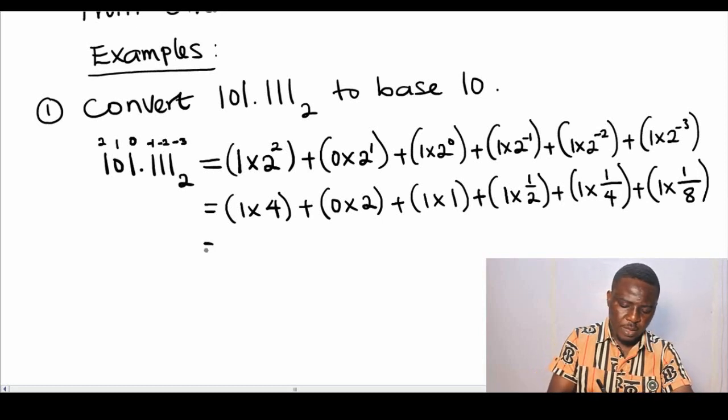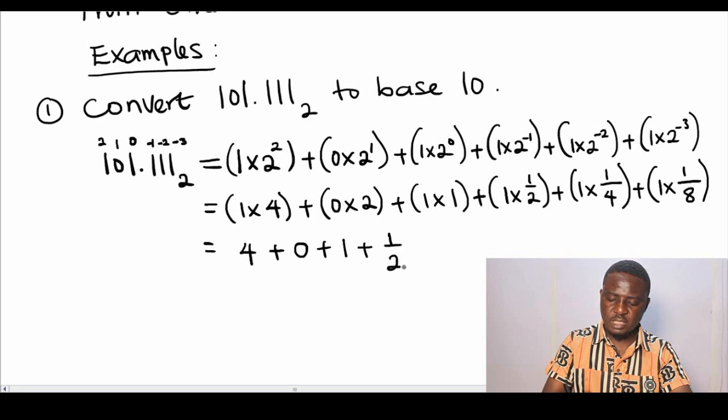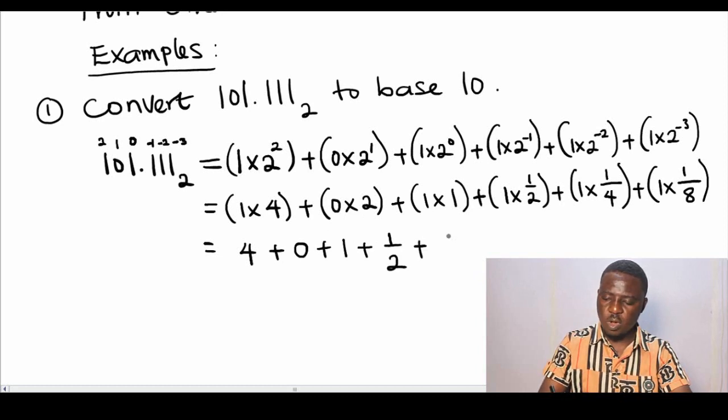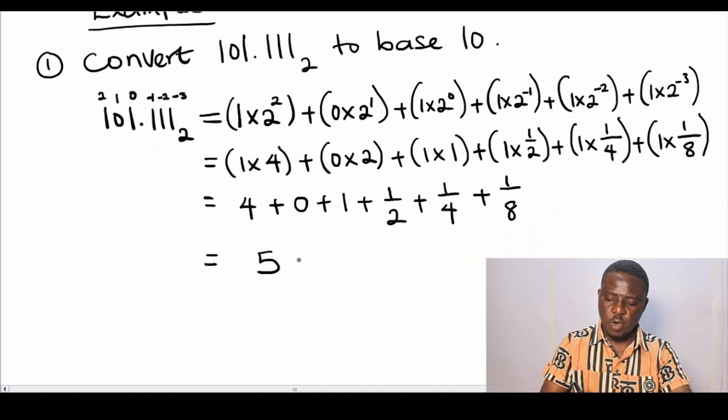I'll simplify further. This gives us 1 times 4 is 4, plus 0 times 2 is 0, plus 1 times 1 is 1, plus 1 times half is half, plus 1 times 1/4 is 1/4, plus 1 times 1 over 8 is 1 over 8. You simplify further. This will be equal to 4 plus 0 plus 1, which is 5. That is for the whole number part, plus our fraction.